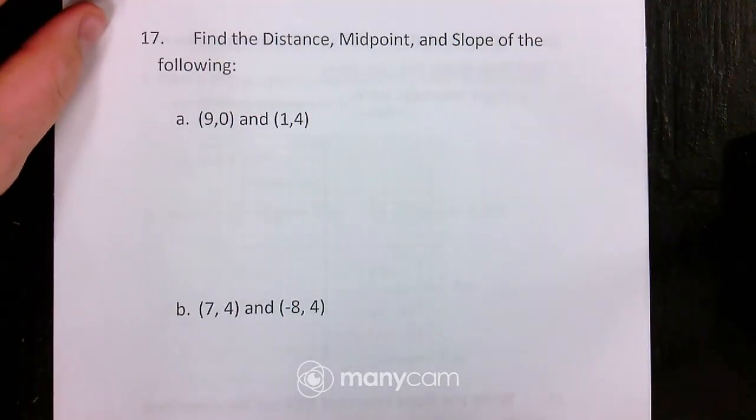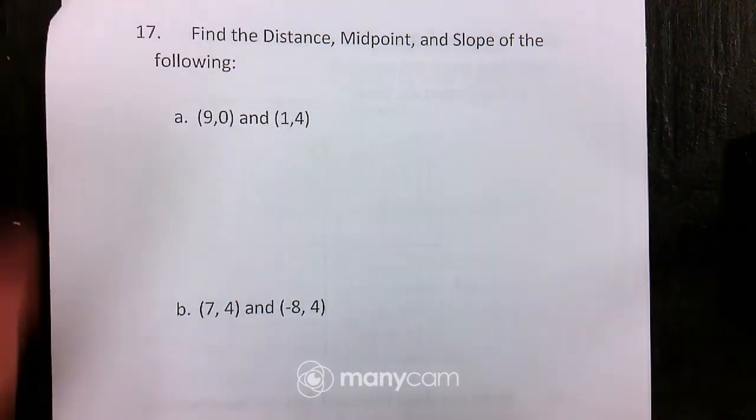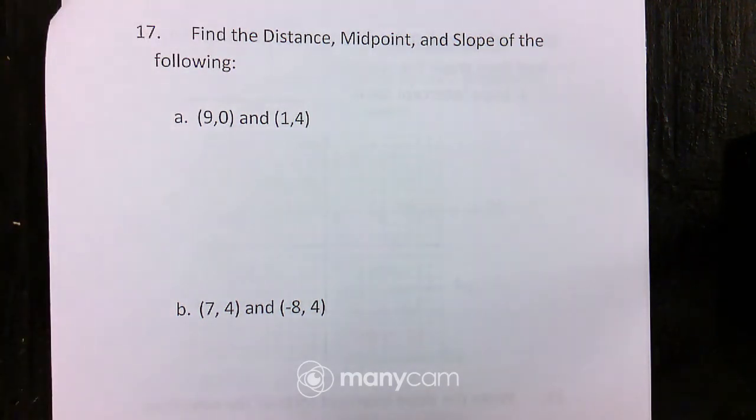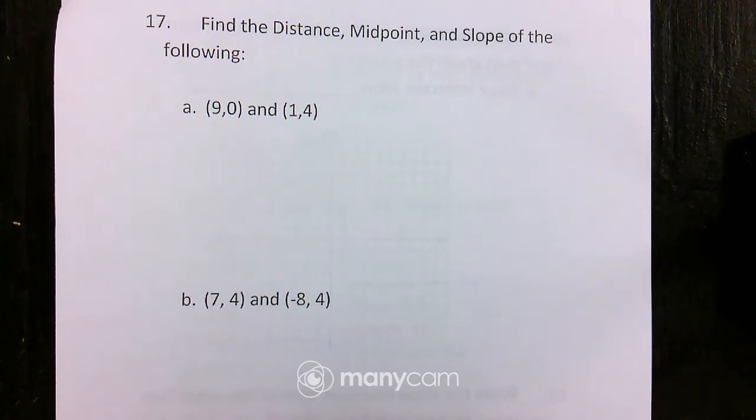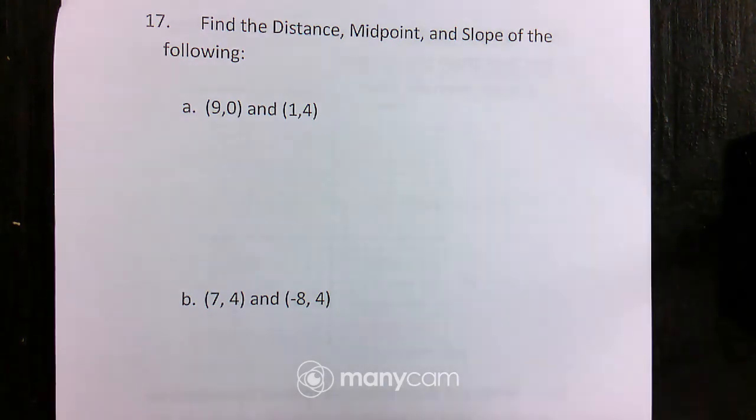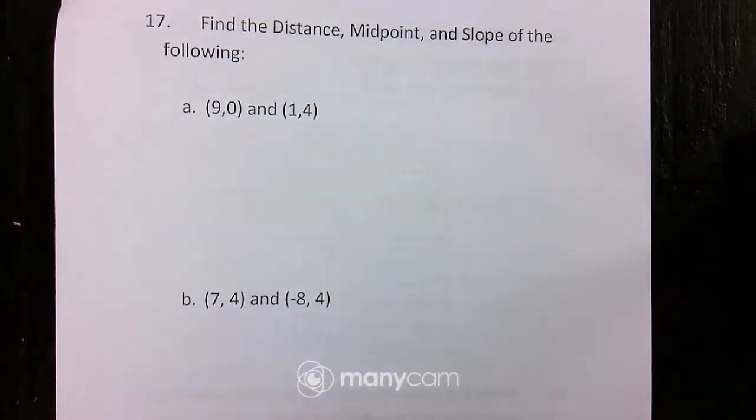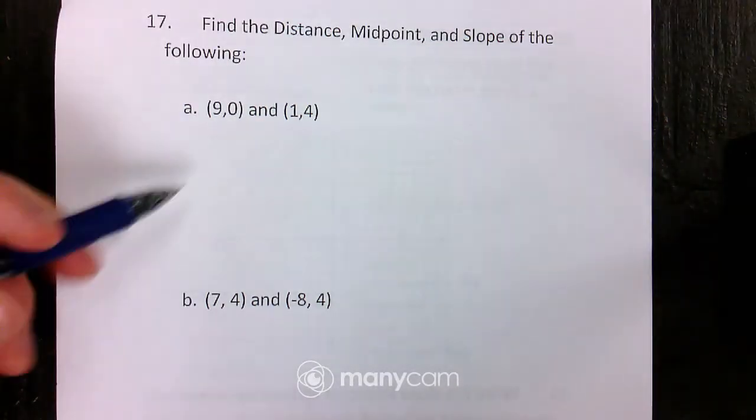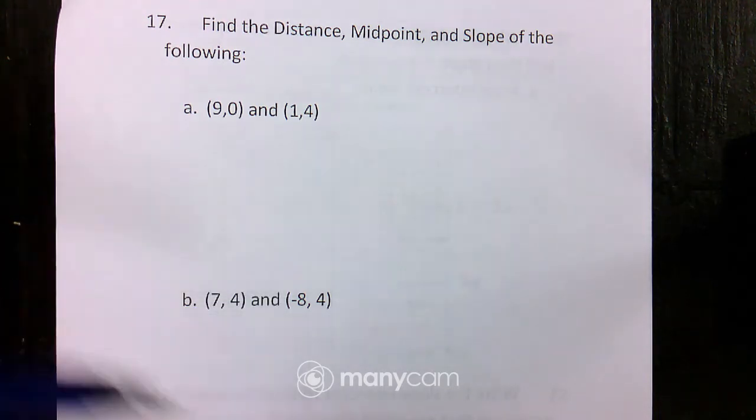Alright, find the distance, midpoint, and slope of all three of these points. That's kind of repetitive, so if you can do one, you can do them all, right? You want me to take some of them off the test, or leave them on there because you know how to do these ones? Yeah, that's what I thought. I'm going to leave them on. They're a little different. This one has 1 negative, this one has 2.